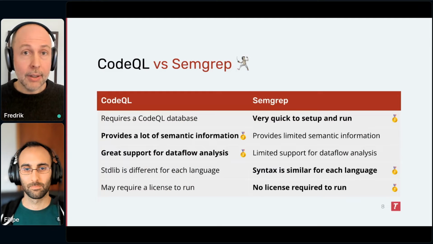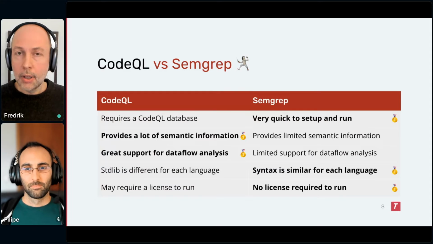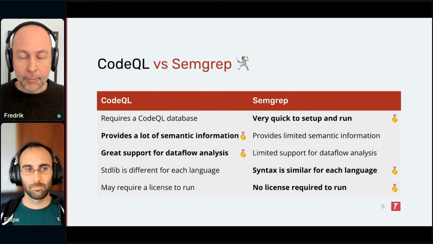Whereas for CodeQL, the standard library is really different for different target languages. So as an example, if you want to model a function call in C++, the type that you use is called FunctionCall, which makes complete sense, right? If you want to model a function call in Go, the class is called CallExpr. And there are a bunch of differences like that, which means that you basically have to relearn the entire standard library when you switch target language, which is a big pain, right?